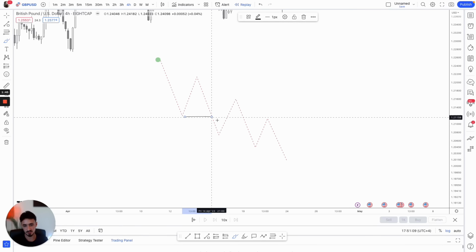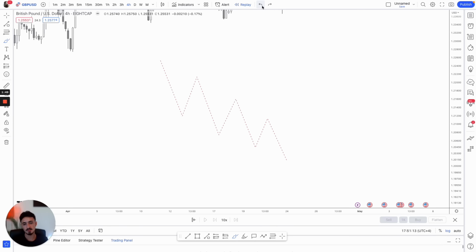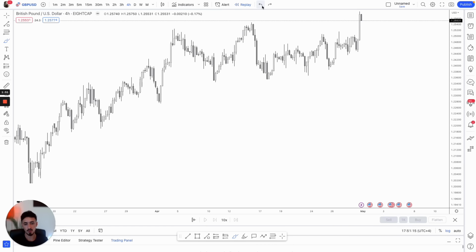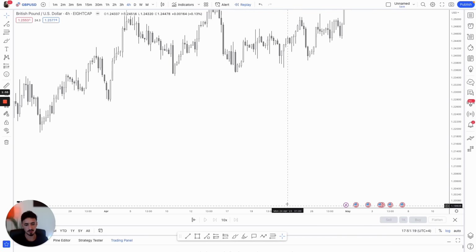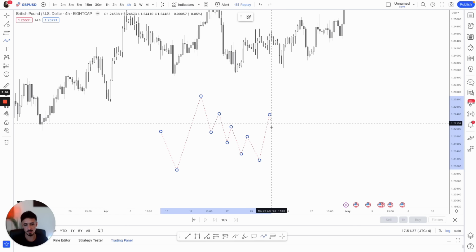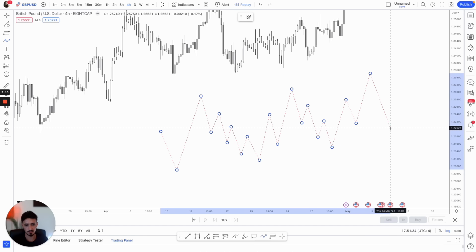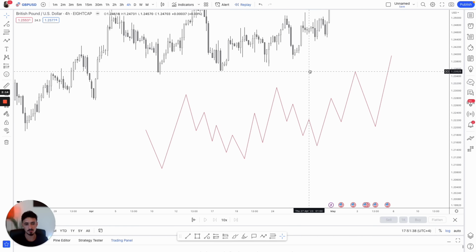Each one is a break of structure. But that's textbook, right? What does it look like usually? Usually it looks something like this. We have a low, high, we break structure, then price is going to pull back. And then we have some sort of shift, and then we break, and then we kind of pull back, shift, break, pull back, and then break. Usually price is going to look something like this.